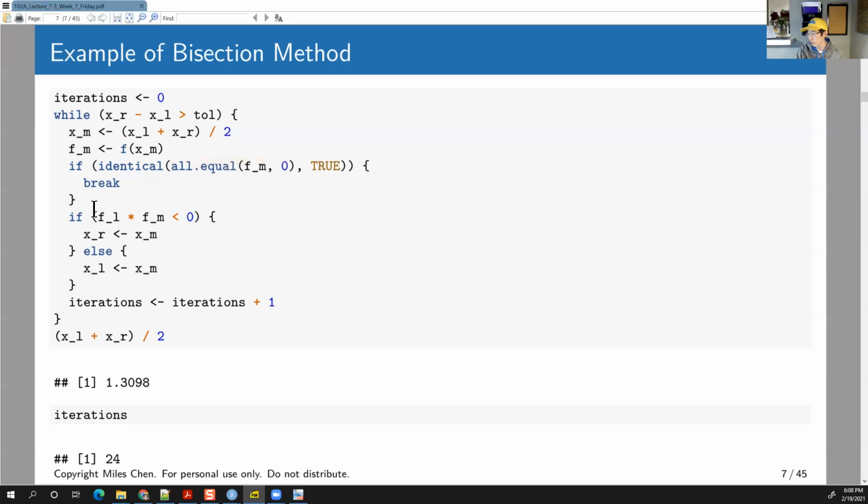Otherwise we'll continue on, and we're going to check if f on the left times f at the midpoint is less than 0. If so, then we'll take the midpoint and assign it to be the right-hand side of our interval. And if this is not less than 0, then we'll take the midpoint and assign it to be the left-hand side of our interval. And then we up our iterations and we just continue. After 24 iterations, the midpoint of our interval, x on the left and x on the right, is going to be 1.3098. That's what we get.